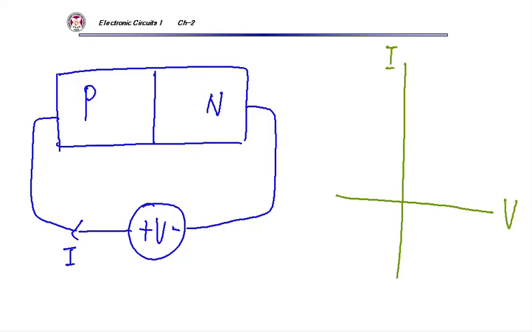You can see current doesn't flow, so current flows when V is positive, okay? When a positive voltage is applied at the P side with respect to the N side, then current flows. Otherwise, current is zero. That's a diode, okay?